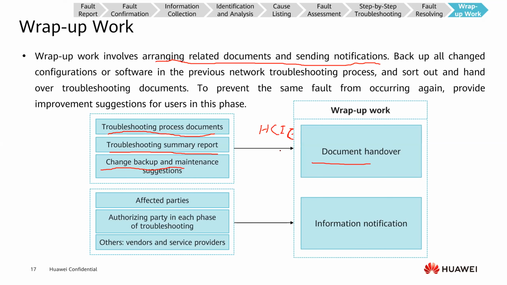If you pass the HCIE Chinese version, you must write a tag. The tag is the wrap-up work. This means you must write down how you processed the network fault, the procedure you followed.